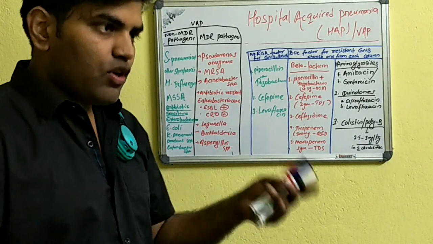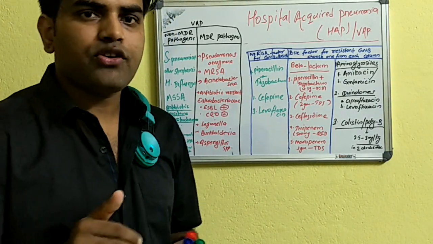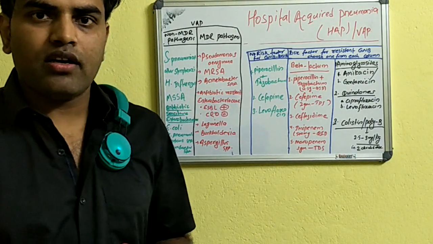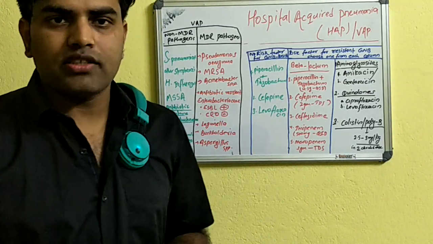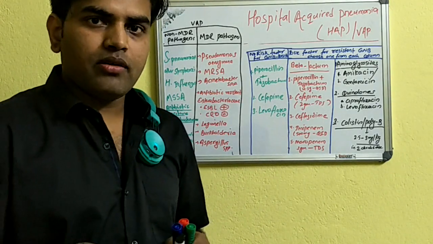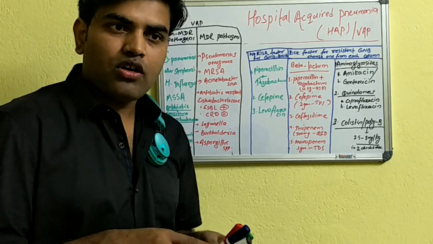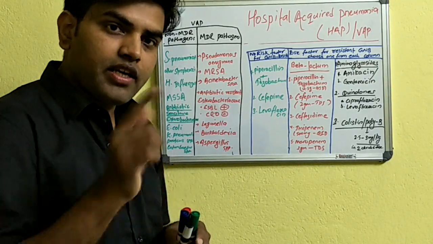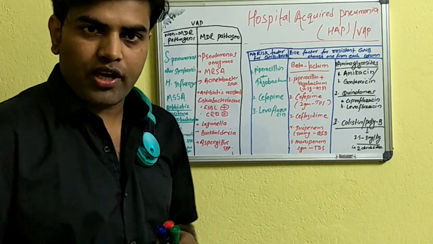When a patient gets admitted to the hospital and develops infection 48 to 72 hours after admission, it is known as hospital-acquired pneumonia. If a patient gets pneumonia after ventilation, we call it ventilator-associated pneumonia. And if a patient develops pneumonia in the community but has been admitted to the hospital in the previous 3 months, or has been associated with healthcare personnel, or has been taking antibiotics in the community in the past 3 months, it is known as healthcare-associated pneumonia.